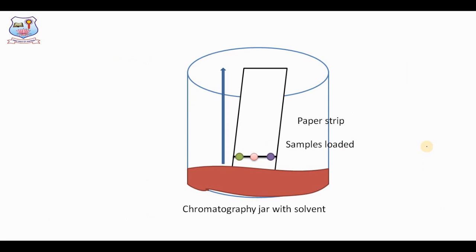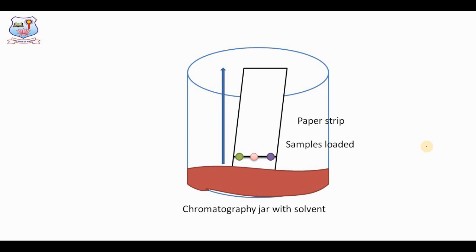The solvent in the chromatographic jar gradually ascends into the paper strip, because there is a force governing paper chromatography called capillary force. The capillary force allows the solvent to penetrate through the pores in the filter paper. So through the pores, the solvent gradually ascends into the paper strip.